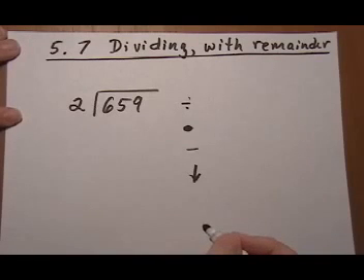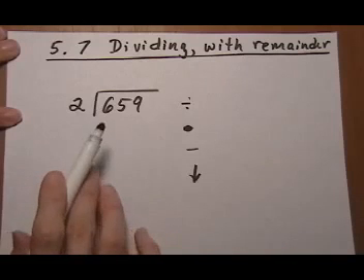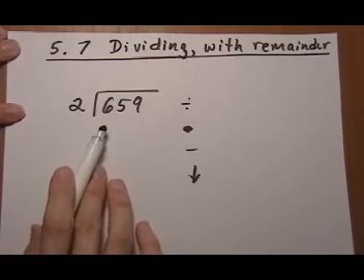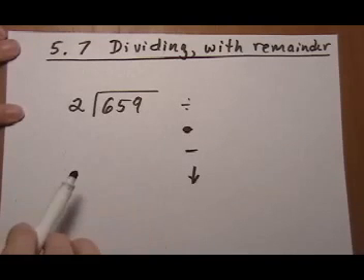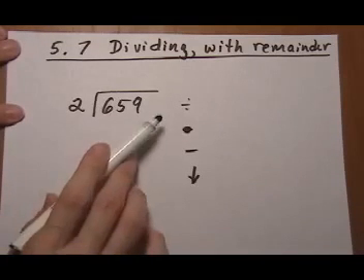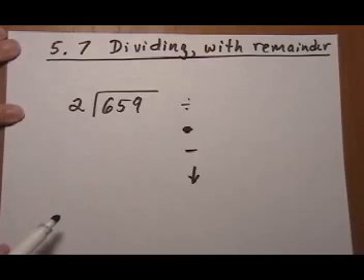Section 5.7, dividing with a remainder. Like the last clip, let's take a look at first what kind of result we get with doing it with arithmetic when we have a remainder problem, and then we'll look at how we do it for algebra. The process is exactly the same. Divide, multiply, subtract, bring down.